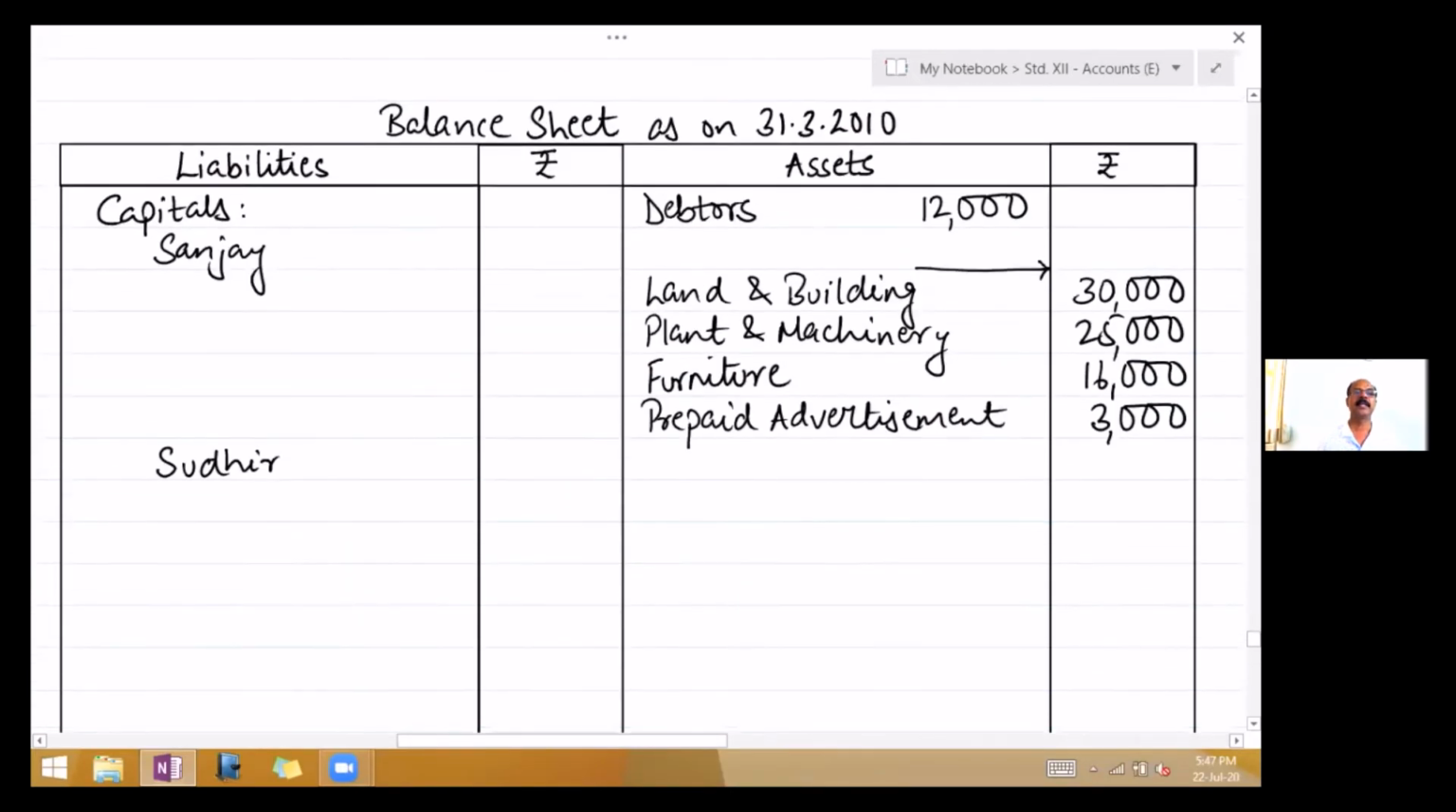This will happen with the next chapter also. You will find certain things difficult in the beginning. After doing 20-25 problems, it will become easy. Next. After advertisement, bills receivable 8,000. Asset side.